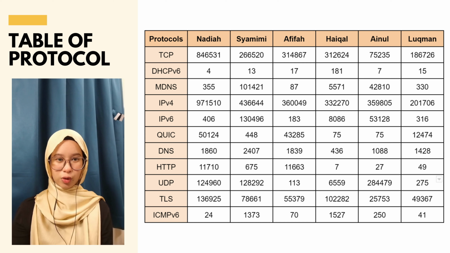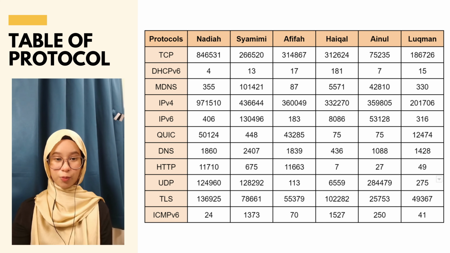Transport Layer Security protocol is an encryption protocol that protects internet communication. For this protocol, Nadia has the highest packet of protocol and Ainul has the lowest packet of protocol.